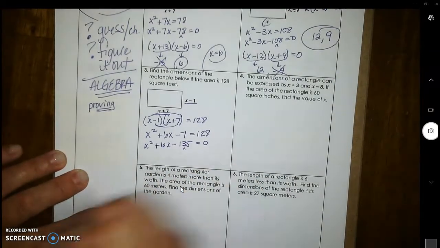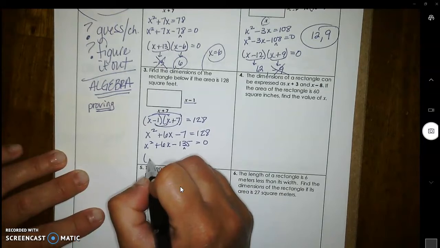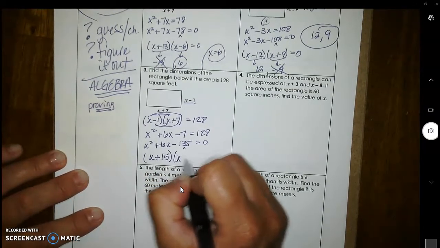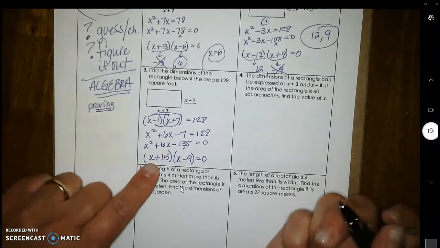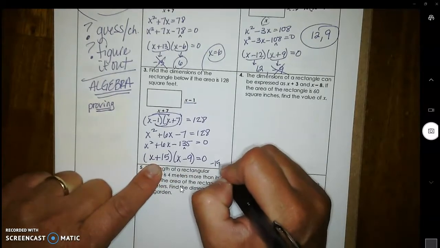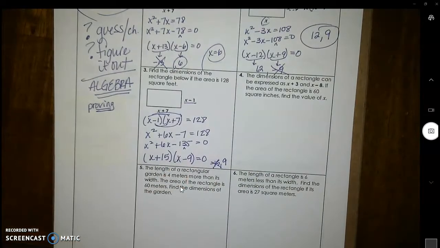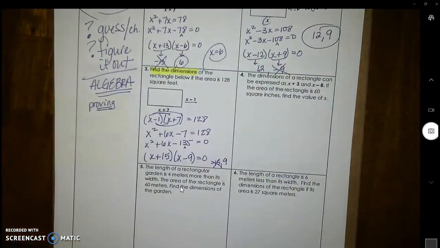The two numbers that are going to multiply to give you 135 that are also going to give you 6 are going to be 15 and 9. So it's x plus 15, x minus 9. I know that my two possibilities are negative 15 and positive 9, but negative 15 is not going to work. The question again says find the dimensions.